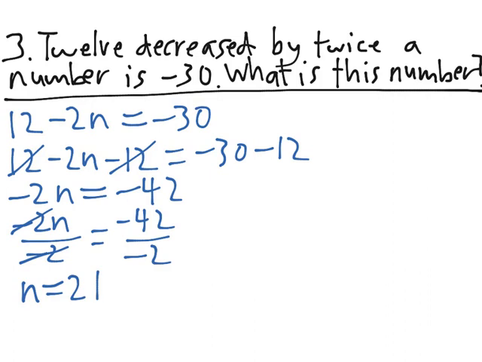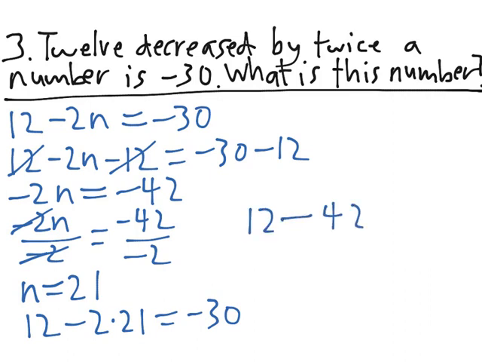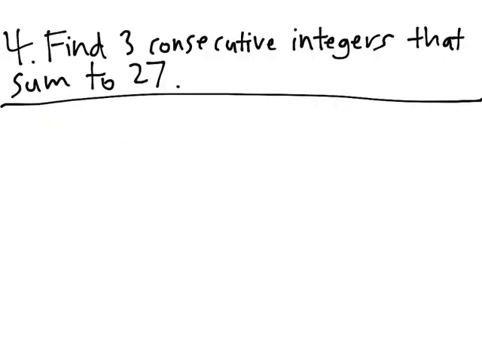Let's check our work. If we plug 21 in for n in our original equation, we have 12 minus 2 times 21 equals minus 30. If we calculate the left side, then we have 12 minus 42, and if we subtract these, we get minus 30, which is the same as the right side. So 21 is the right answer.